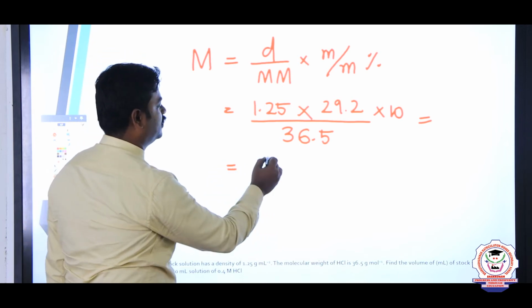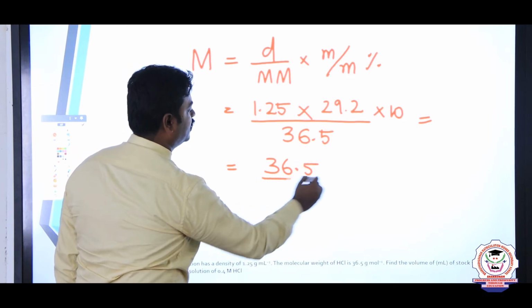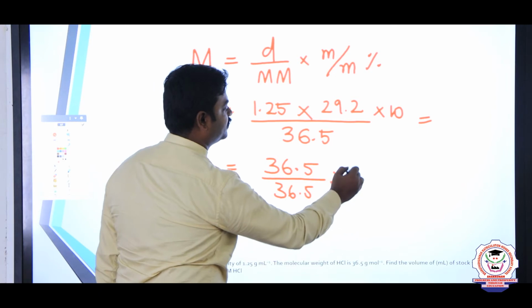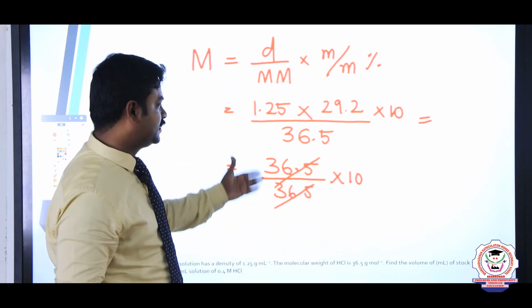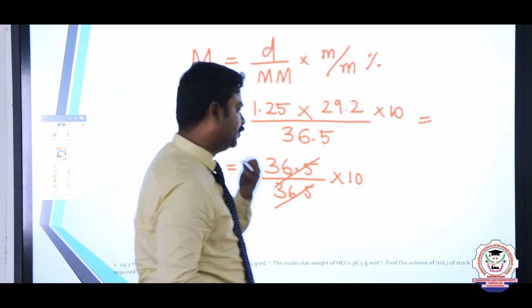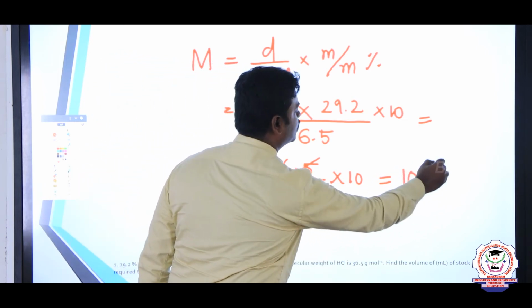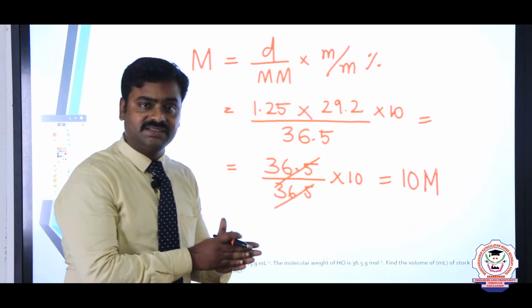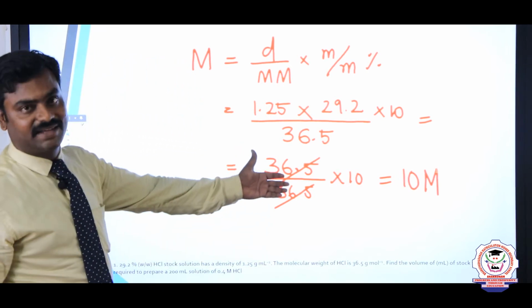So 36.5 divided by 36.5 into 10. So we can cancel 36.5 and 36.5 in the numerator and denominator. So the value is 10 molar solution. So we have converted the mass by mass percentage solution into molar solution. The value is 10 molar solution.